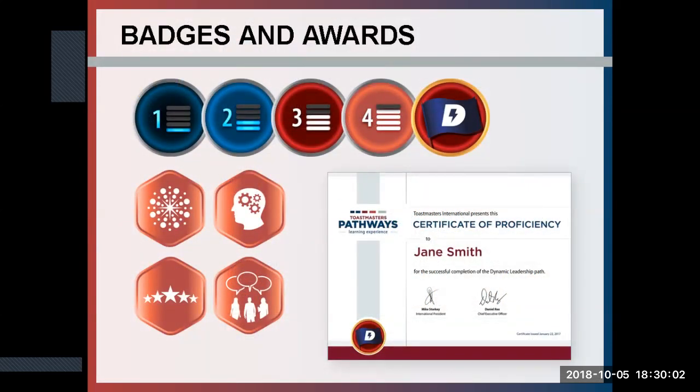Badges and awards. So basically, for every level that you complete, you'll get a badge. So it's 1, 2, 3, 4, and then the final. And you'll get a certificate of proficiency. You will get a certificate at the completion of each level that can be printed out by your VP of Education from the system. And then there's other badges.